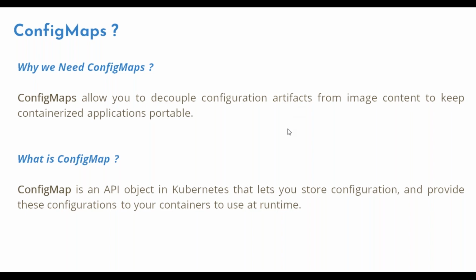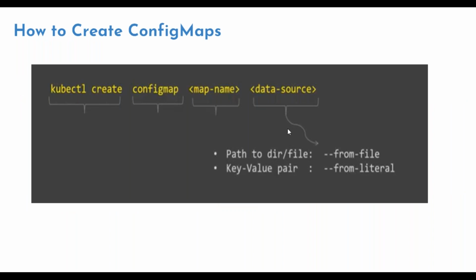Let's proceed. How do we create these config maps in Kubernetes? We can simply create them using the kubectl create configmap command, with the map name, and by using a data source, whatever kind of data we want to store in the config map. We can directly use files, any kind of file, to create a config map, or we can use literal values, like key-value pairs, directly in the config map. So we can create these config maps in different ways. That is how we usually create config maps, using the kubectl create command.